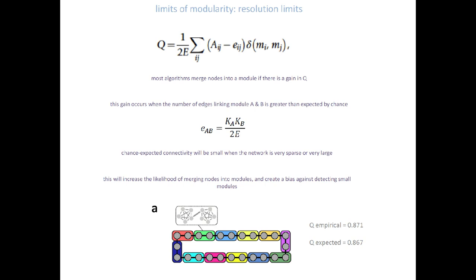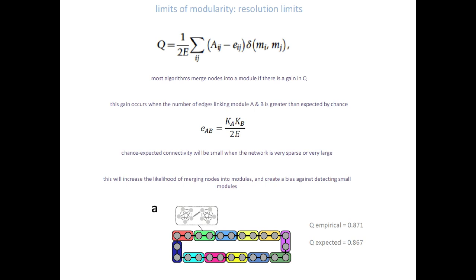And so this value is going to be small if the network is very sparse and we've got a small numerator. If the network is large, we can have a large denominator, right? So we're going to get a very small value of chance expected connectivity. And in certain cases, it can actually be less than 1. So in the case of a binary network, we can have an expectation for chance that is less than the minimum edge weight, which is 1. And then that means that nodes are going to get merged, and the modules are going to be bigger, and so you're going to lose sensitivity to detect small modules.